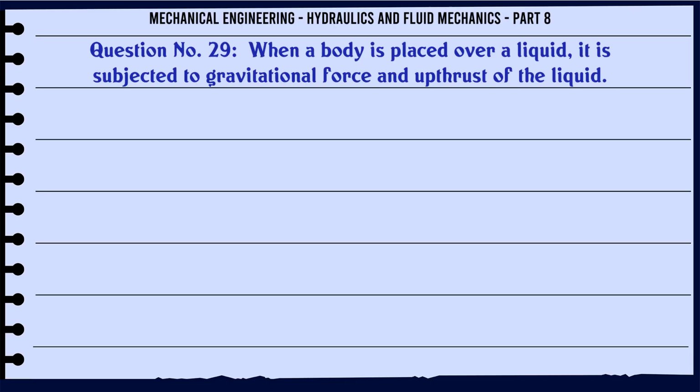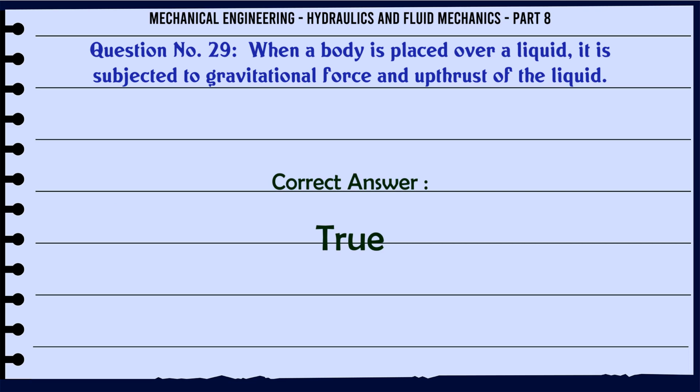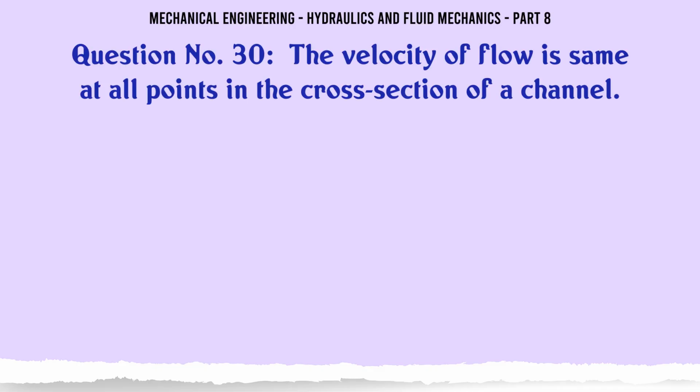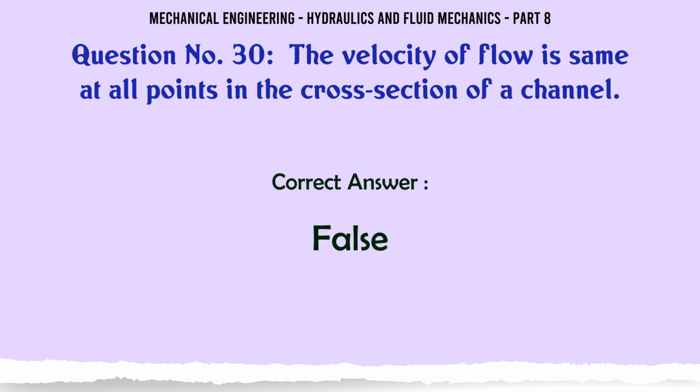When a body is placed over a liquid, it is subjected to gravitational force and upthrust of the liquid. A. true, B. false, C. D. The correct answer is true. The velocity of flow is same at all points in the cross-section of a channel. A. True. B. False. C. D. The correct answer is false.